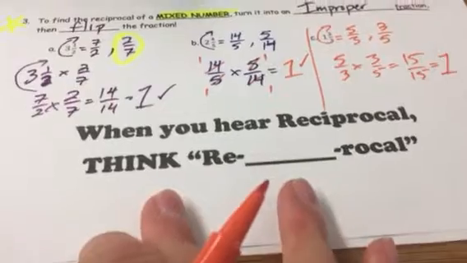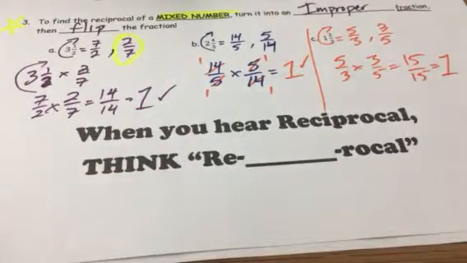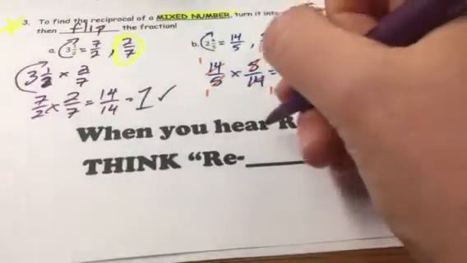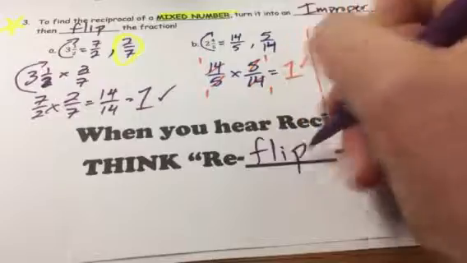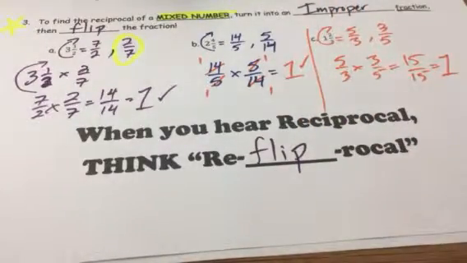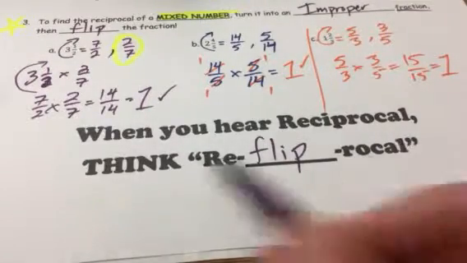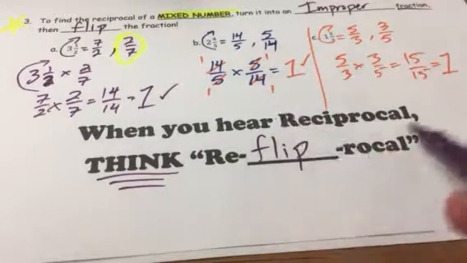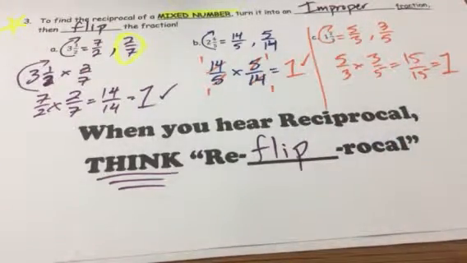So in order to help students remember the meaning of reciprocal, I've come up with a little saying. When you hear reciprocal, think refliprical. Now, do not say this out loud, because refliprical has no meaning whatsoever. I made that up. It's not a math term. It is simply a way for you to remember it. So you think refliprical, but you say the proper vocabulary word, which is reciprocal.